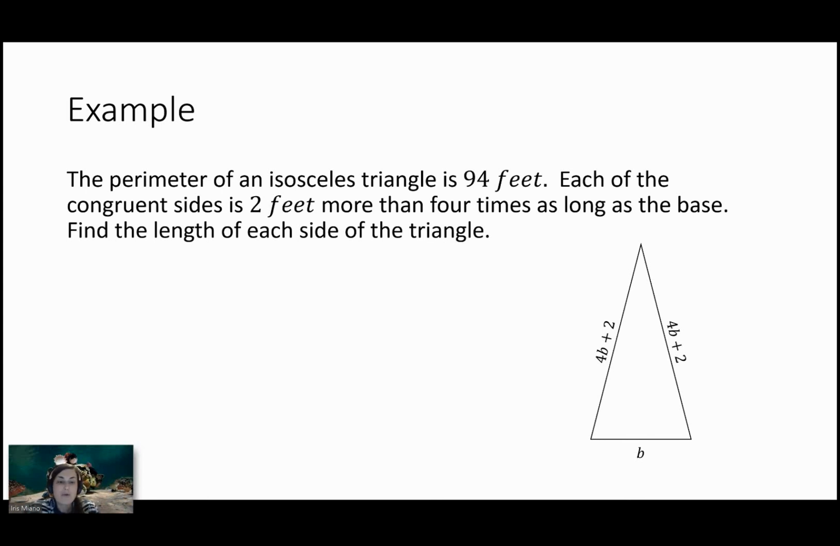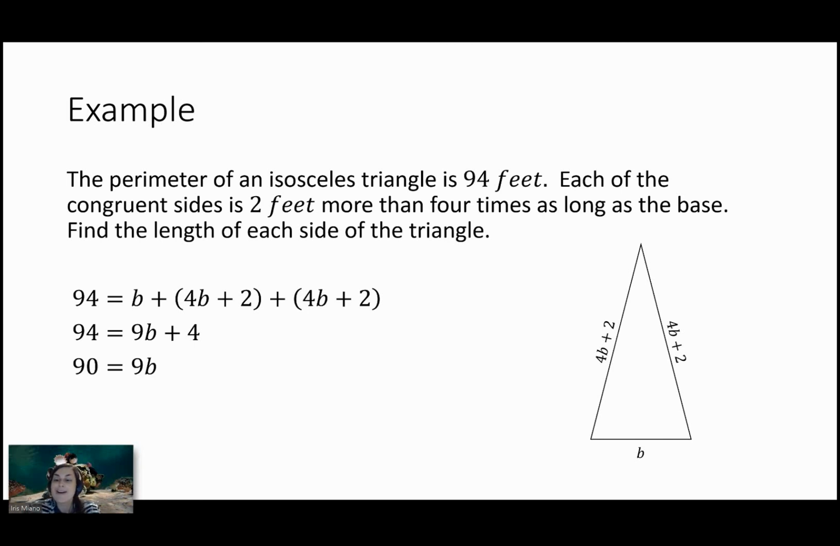Okay, now we want to take the algebraic representations of all 3 of these edges, add them all up, and set them equal to the 94 feet that was given to us, right? Because that's the way that we'll configure all of this information according to the context of the problem. Now, you can drop the parentheses around the 4b plus 2's at this point and combine like terms, and you will get a grand total of 9b there, and then the 2's add together to 4. We'll subtract 4 from both sides, divide both sides by 9, and we'll get b equals 10.